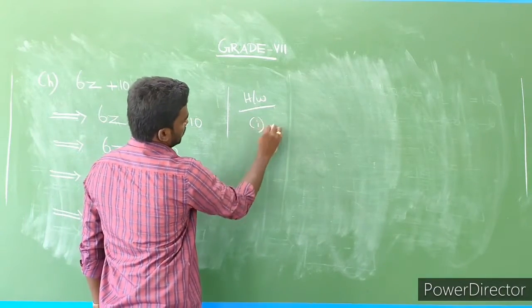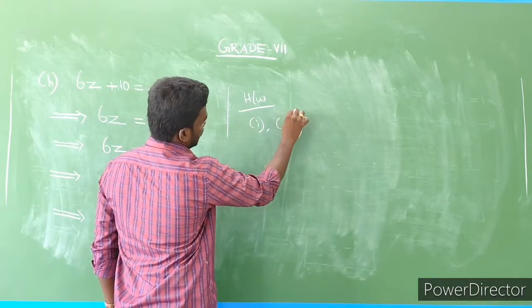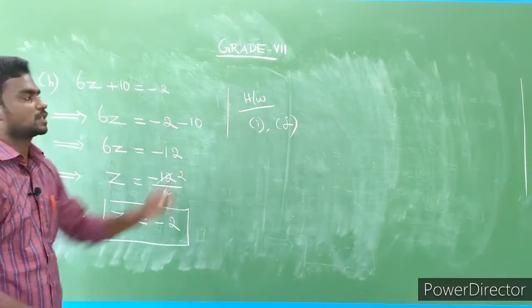So your I and J questions are your homework. I question and J question are your homework sums.